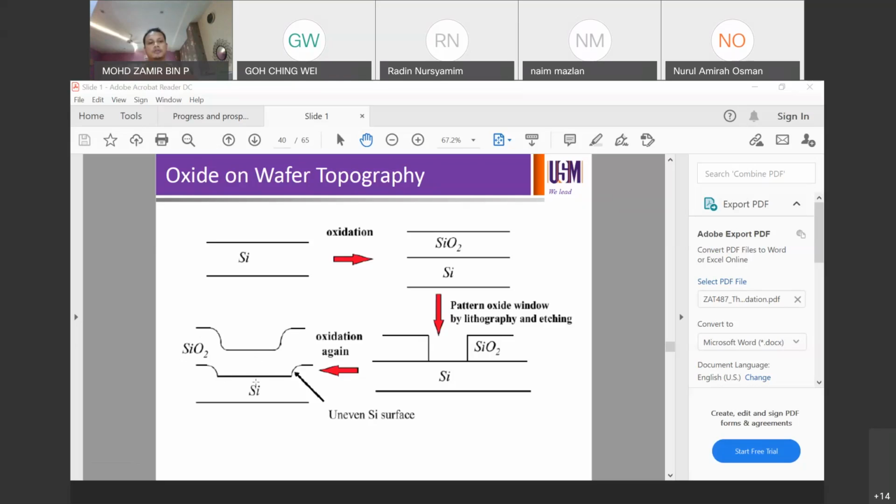Okay. So let's reflect on this process. If you relate your Deal-Grove growth model to this particular process, doing oxidation on patterned silicon. So kalau you tengok dekat sini, if you grow your oxide on the left and on the right in comparison to the central region, yang mana yang akan experience higher growth rate? Is it on the existing oxide or on the pure silicon? Growth rate yang mana yang akan lebih tinggi? What do you think?